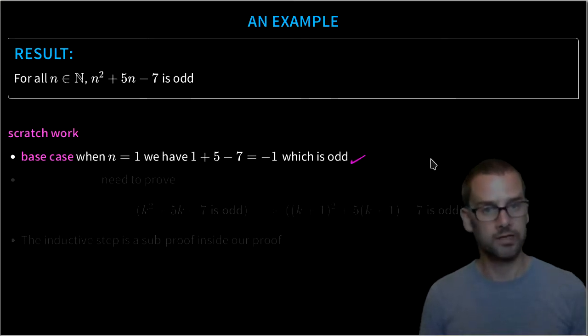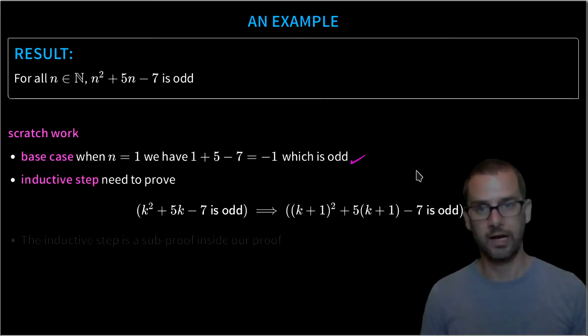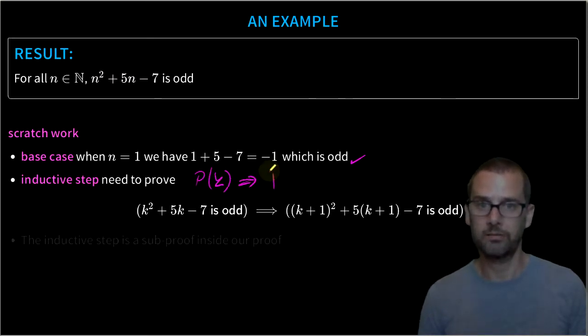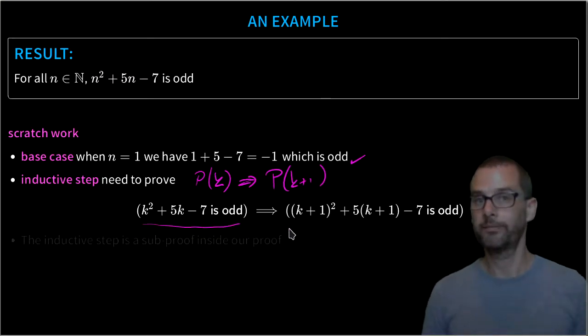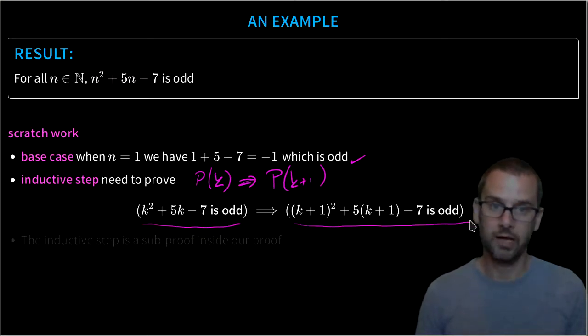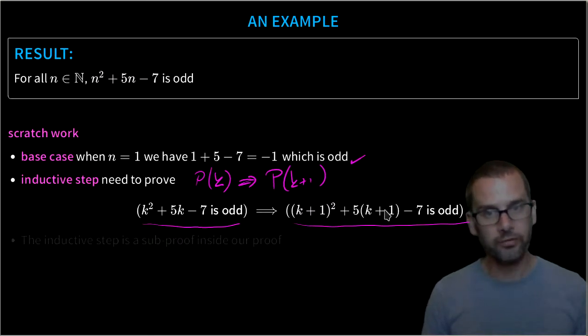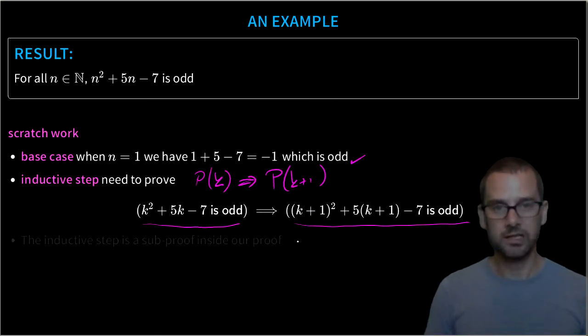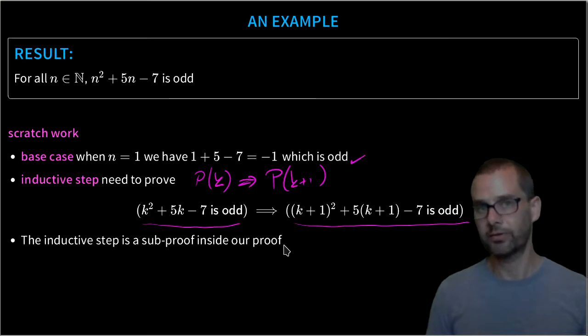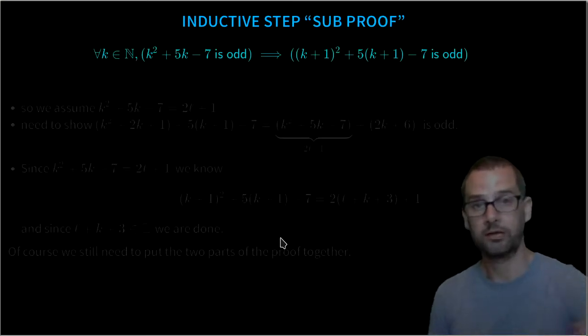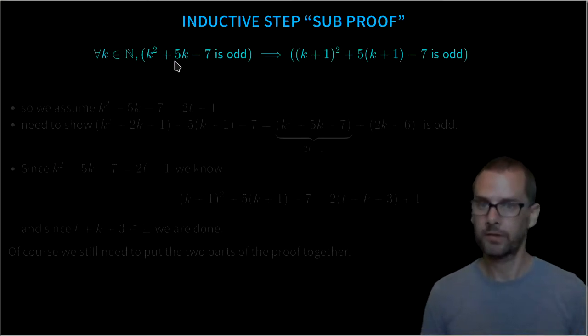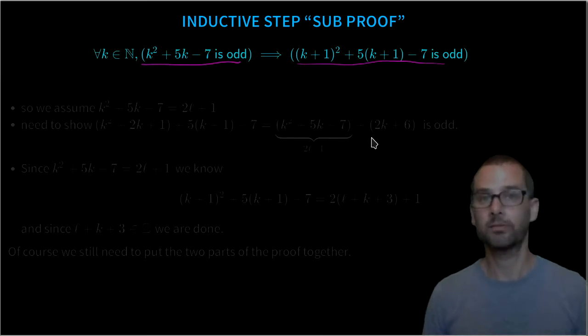Now the inductive step, let's think about what that's saying. We have to prove that P(k) implies P(k+1). So we write down the statement P(k), and that's going to imply P(k+1). Proving this implication is actually just a little sub-proof inside our proof. So let's continue our scratch work and make sure it works. We've written it down here: for all natural numbers k, P(k) implies P(k+1).